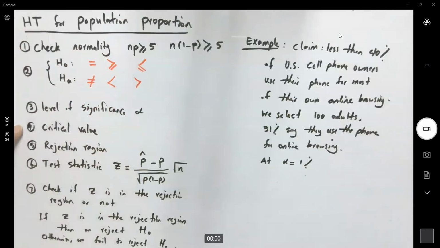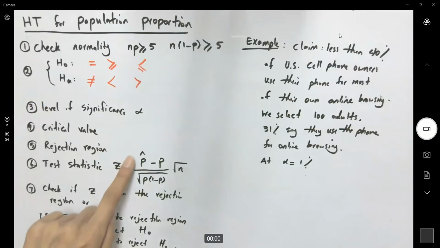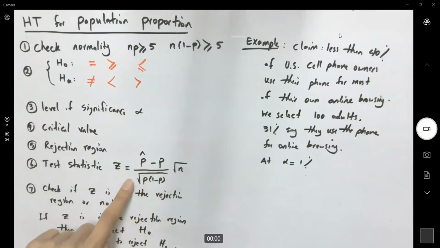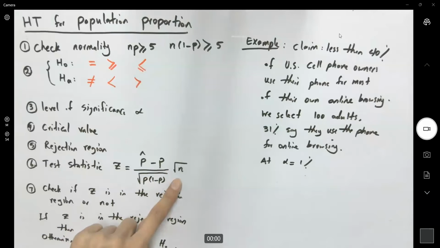Step 4, we calculate the critical value, depending on the behavior of your alternative hypothesis. We specify the rejection region. We find the test statistic, which for population proportion follows the formula Z equals P hat minus P, divided by the square root of P times Q, or 1 minus P, times the square root of N.